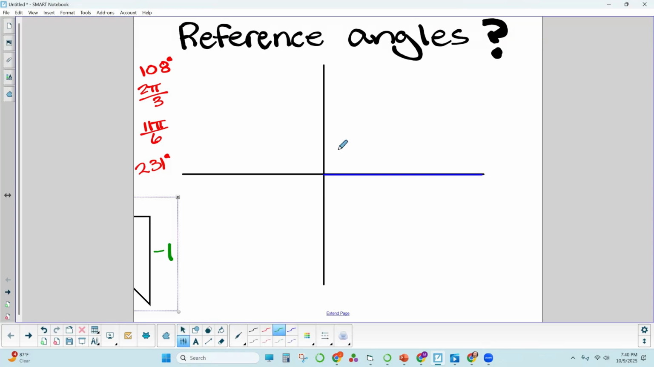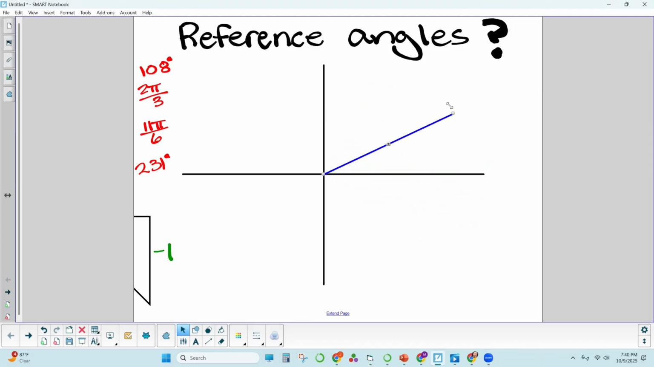So let's talk a little bit about the initial side of an angle, which is where we start measuring, okay? So we start measuring over here at 0 radians, 0 degrees, and we measure angles in a counterclockwise rotation, assuming that's a positive angle. Now, if it's a negative angle, we'll measure in a clockwise rotation, okay? But today we're just going to refer to positive angles.